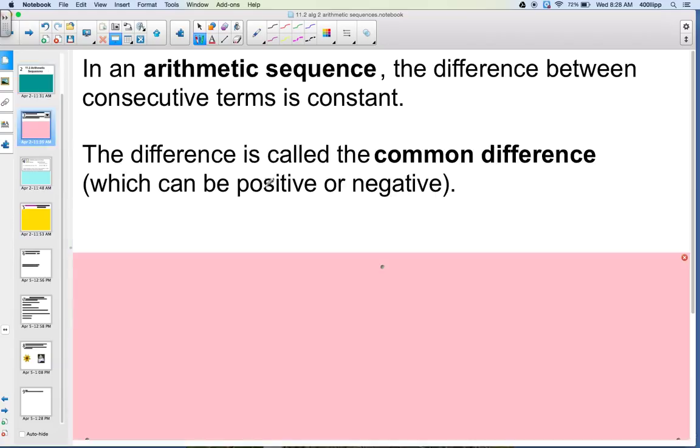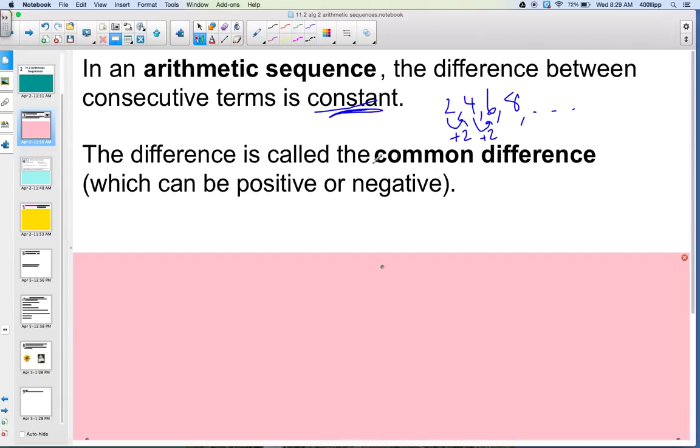Okay, so in an arithmetic sequence, the difference between consecutive terms is constant. So it has to be the same every single time. For example, if we're looking at even numbers, 2, 4, 6, 8, and so on, we can see that every time to get to the next one, we're adding 2, which means there is a constant between each one. The difference between consecutive terms is constant. So you're adding 2 each time.